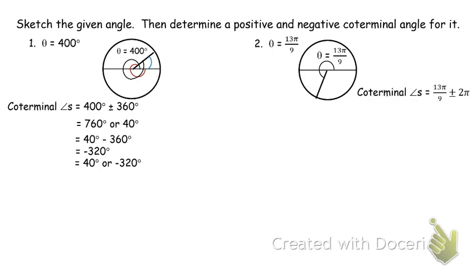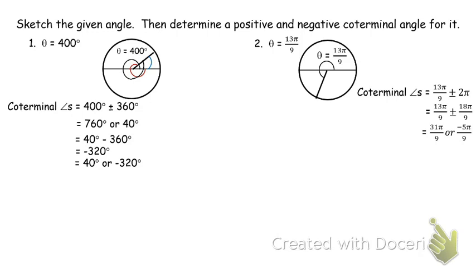Now to find the coterminal angles, we'll add or subtract 2 pi. To get a common denominator, 2 pi is the same as 18 pi over 9. So we'll take 13 pi over 9 and add 18 pi over 9, and then we'll take 13 pi over 9 and subtract 18 pi over 9. So 13 pi plus 18 pi is going to be 31 pi, and that becomes 31 pi over 9. And then when we subtract, 13 pi over 9 minus 18 pi over 9 becomes negative 5 pi over 9.